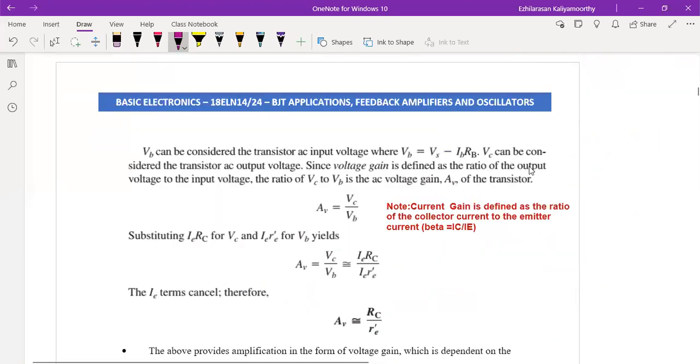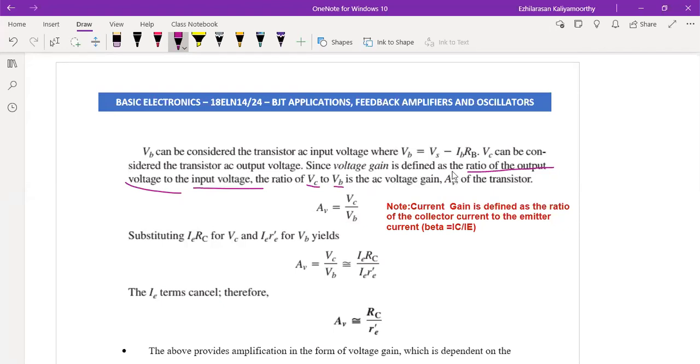So now we can say the collector voltage can be considered the transistor AC output voltage. From this, what is the voltage gain? The voltage gain is defined as the ratio of output voltage to input voltage. Here the output voltage is the collector voltage, and the input voltage is the base voltage.